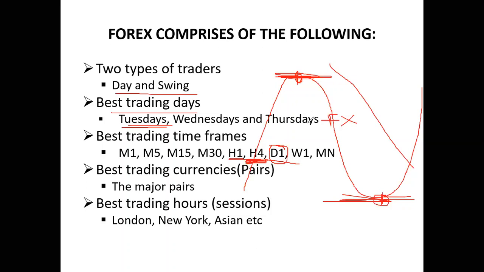But in binary options, we don't select any day. The best trading time frame depends on the type of trader that you are. I've told you, if you are a scalper, you go to the lower time frame. If you are an intraday trader, you go to this time frame. If you are a swing trader, you go to this one. With time, you will understand how to use these time frames and what they mean.